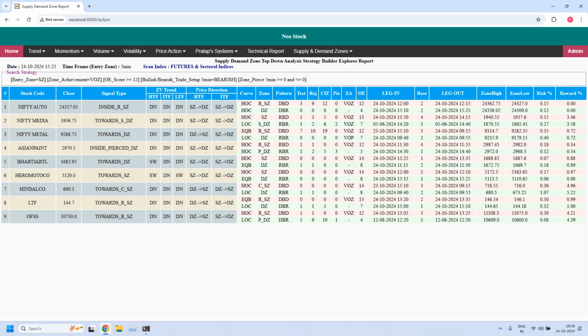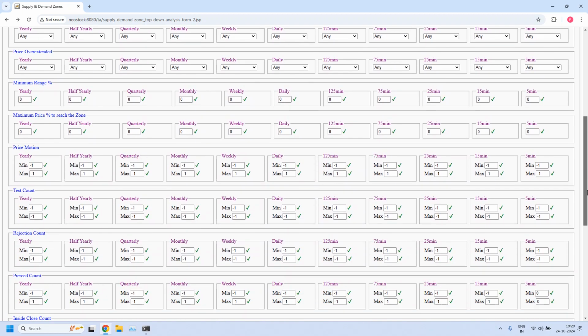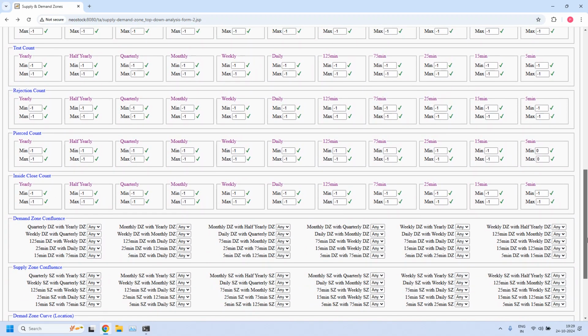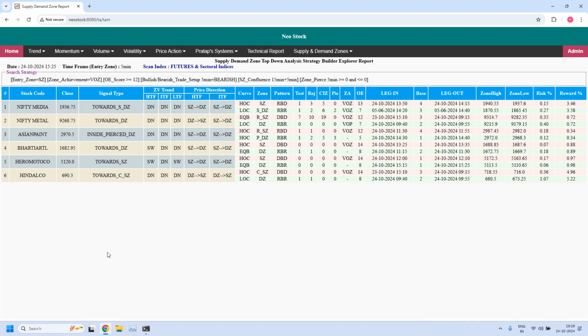Now out of these 9 supply zones, how many are having high probability setup supported stocks? So further, let's look for LTF and ITF supply zone confluence. That is 5 minute supply zone with 15 minute supply zone confluence. That means 5 minute supply zone should be part of the 15 minute supply zone. So filter is enabled. Now let's verify. Out of 9, 6 stocks are filtered. In all these 6 stocks, the 5 minute supply zones are part of the 15 minute supply zones.